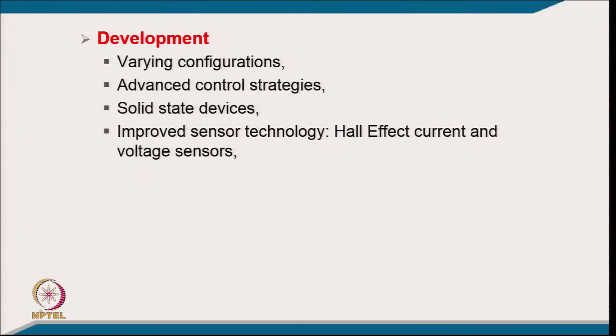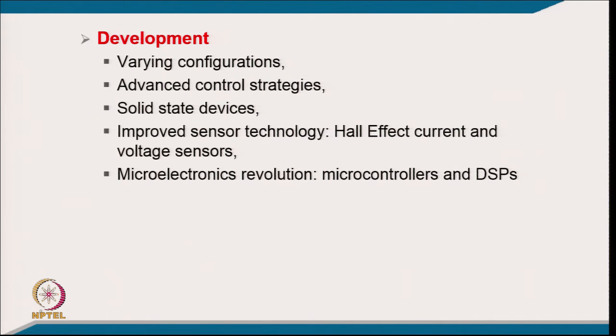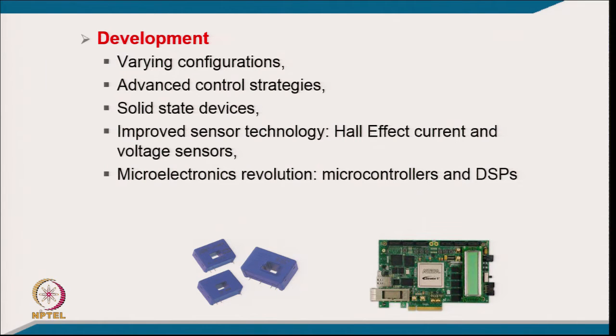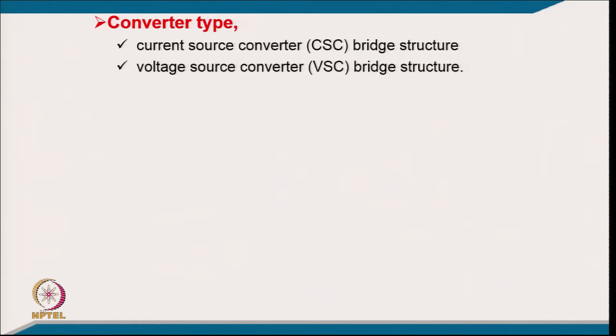Normally, we use Hall effect voltage sensors and current sensors for that, and they are now available at reasonable price, so there is no difficulty. Similarly, with the microelectronics revolution, microcontrollers and DSPs are also available at reasonable cost, so we can afford to develop this. This is a photograph of current sensors, and this is a typical photograph of a DSP on which we implement the control algorithm.